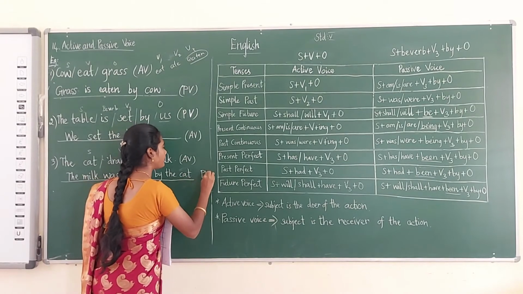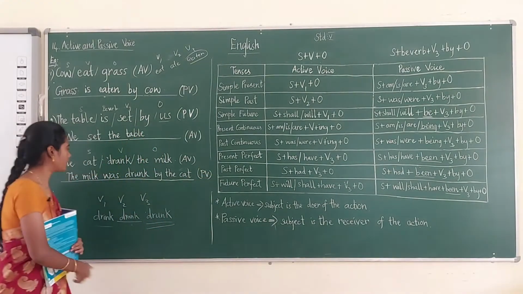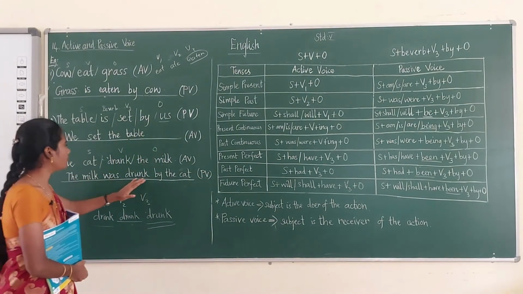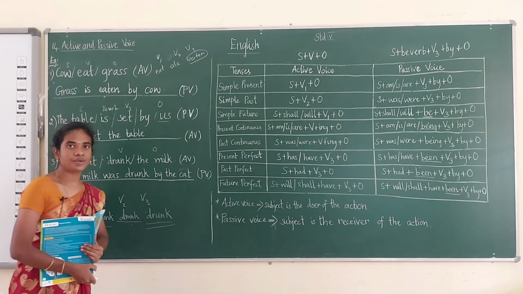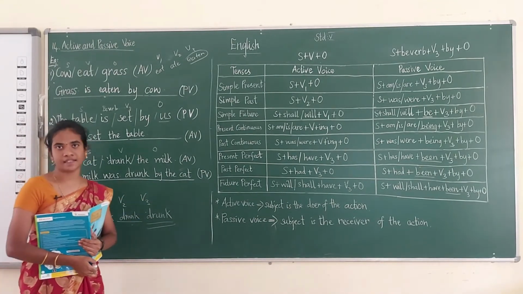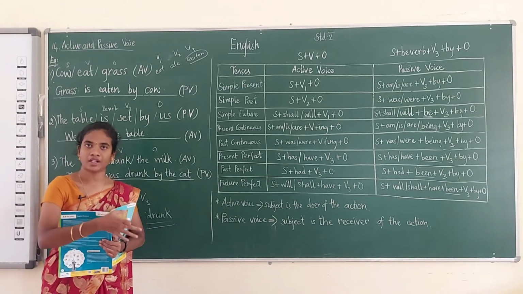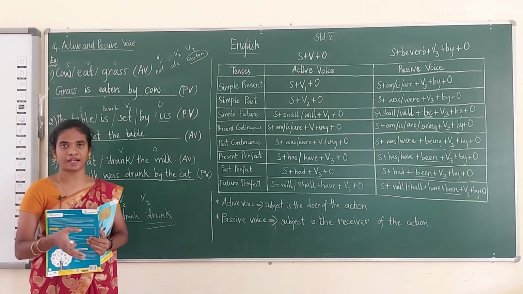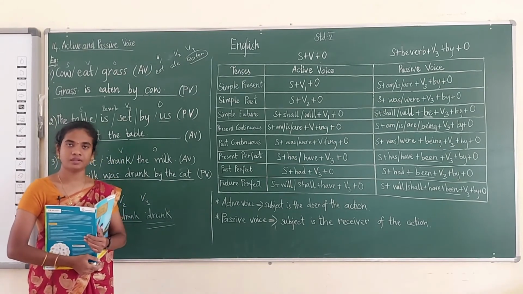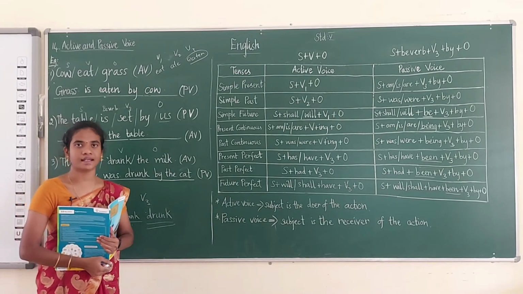So this is the passive voice. The milk was drunk by the cat. Students, are you clear with this example sentence? How we have to change an active into passive, passive into active? Are you all clear with that? So now we shall do the book exercise.